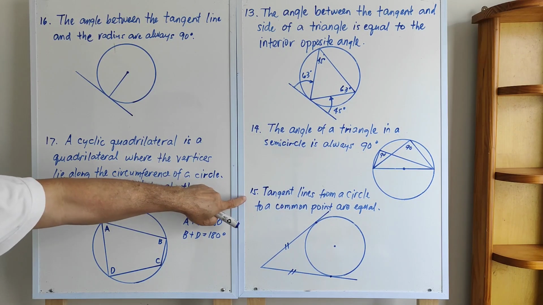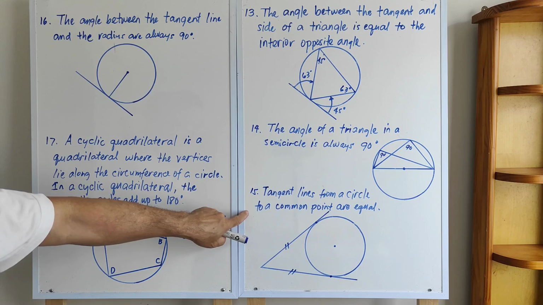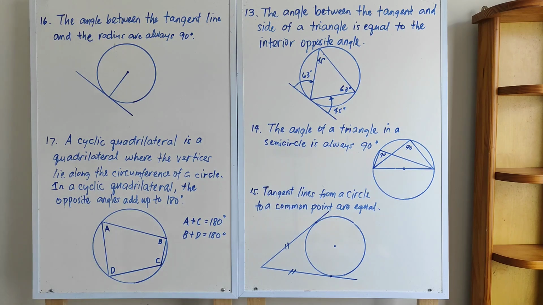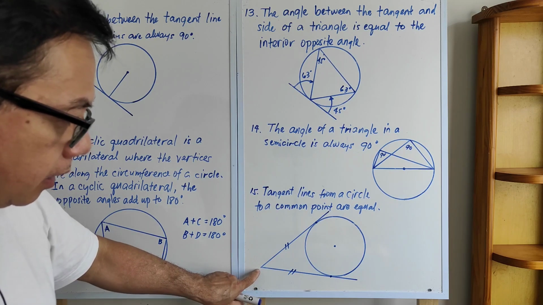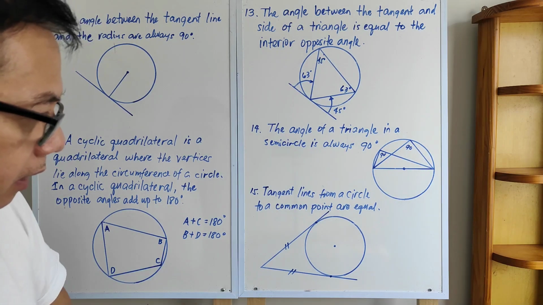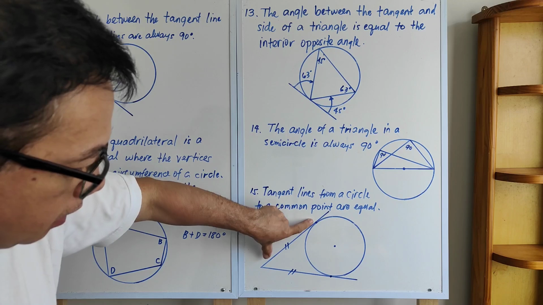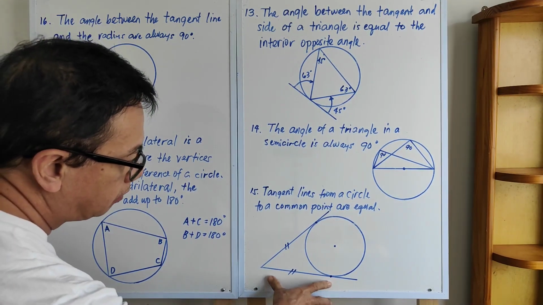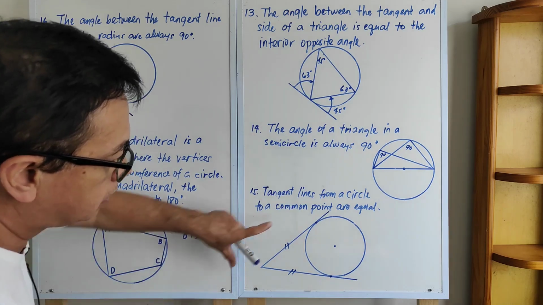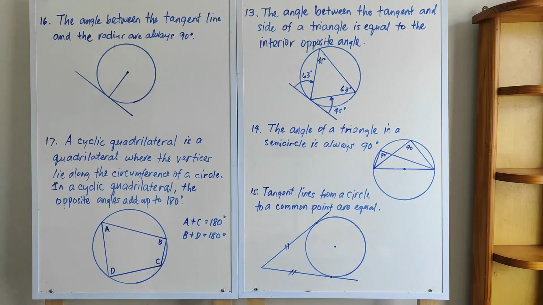Number 15, tangent lines from a circle to a common point are equal. If we have two tangent lines intersecting at a common point, the line from the point of tangency to the common point and this line from the point of tangency to the common point will be equal. These two lines will be equal.